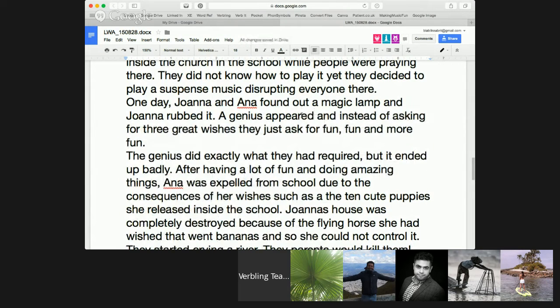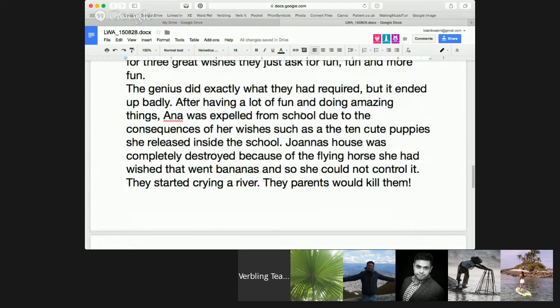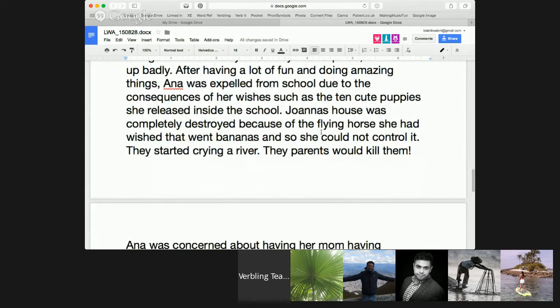And instead of asking for three great wishes, they just asked for fun, fun, and more fun. The genie did exactly what they had required, but it ended up badly. After having a lot of fun and doing amazing things, Anna was expelled from school due to the consequences of her wishes, such as the 10 cute pups she released inside the school. Joanna's house was completely destroyed because of the flying horse she had wished for and that went bananas, so she could not control it. They started crying a river.